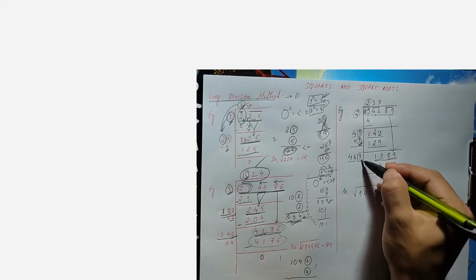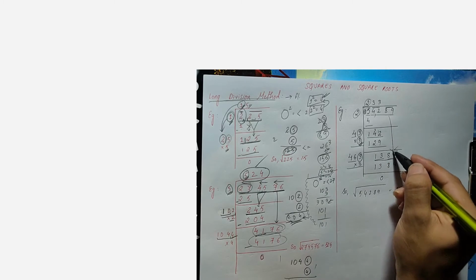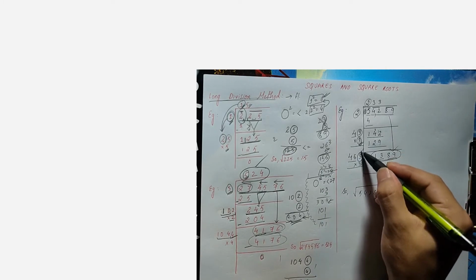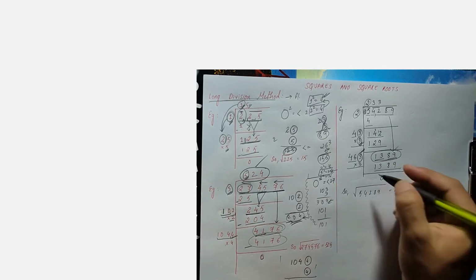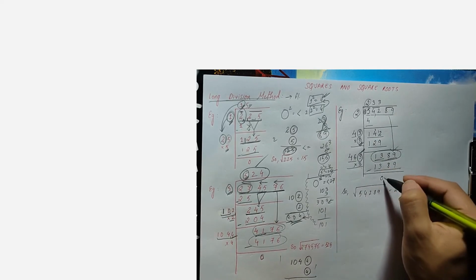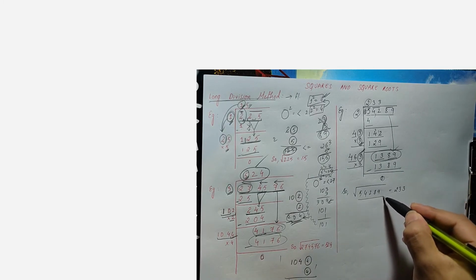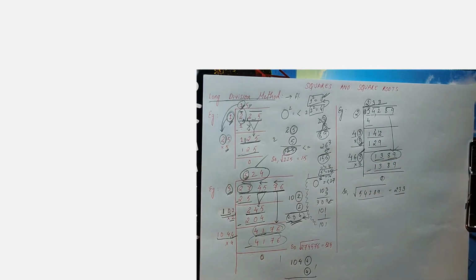Now we have to find one number such that when multiplied with the same number you get this number or less than this number. So this number is 3, so 463 into 3 is 1389. It's a perfect number, so when you subtract you get 0. So we have square root of 54289 to be 233.